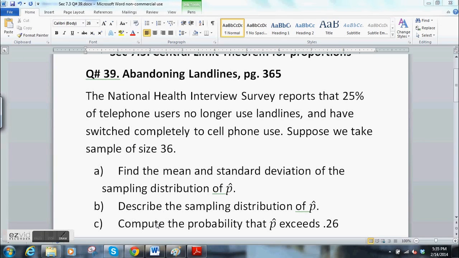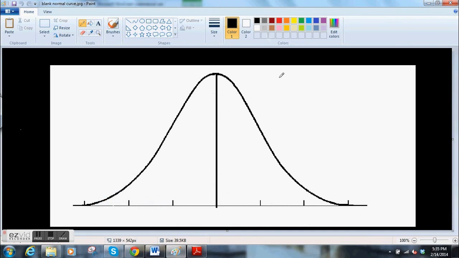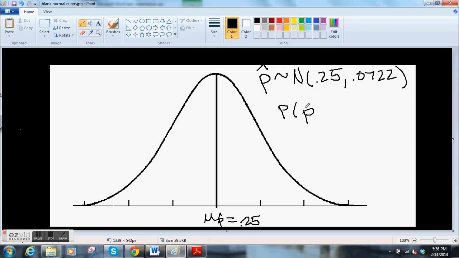And here is part C of the question. Compute the probability that p hat exceeds 0.26. So let's let this picture be our p hat, the sampling distribution. We just said it's normally distributed with a mean of 0.25 and a standard deviation of 0.0722. I'm rounding. Here in the middle, we have the mean of p hat equals 0.25. And we want the probability that we talk to 36 people and that the sample proportion is greater than 0.26.